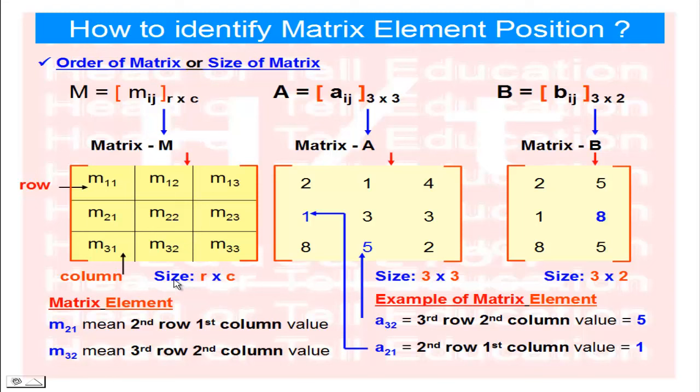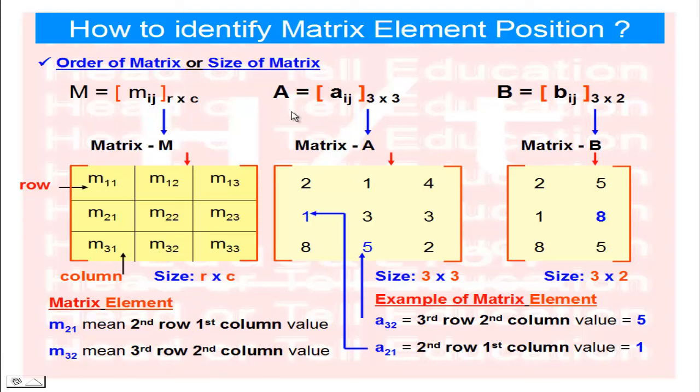So here M21 means the second row, and 1 means the first column. Again one more example, M32. M32 says this is the third row and second column. So this is the indication of a matrix value position.